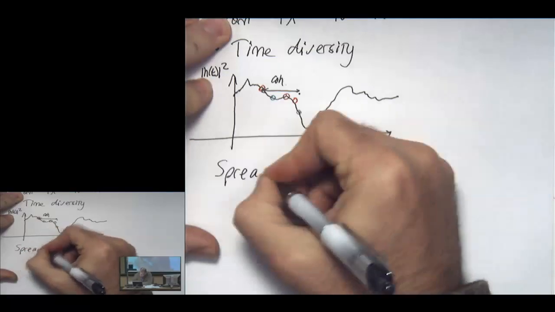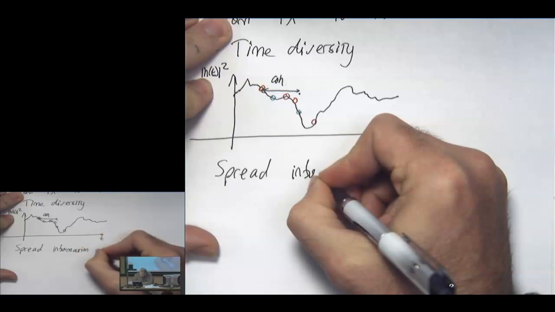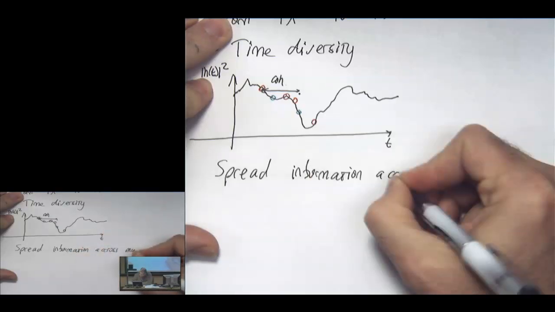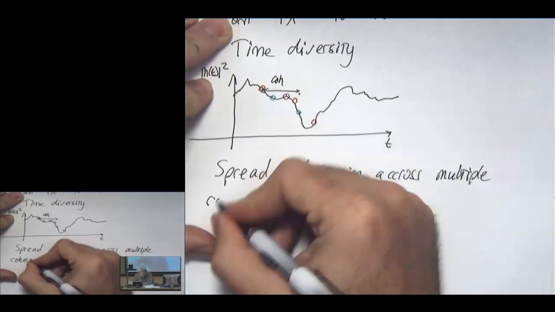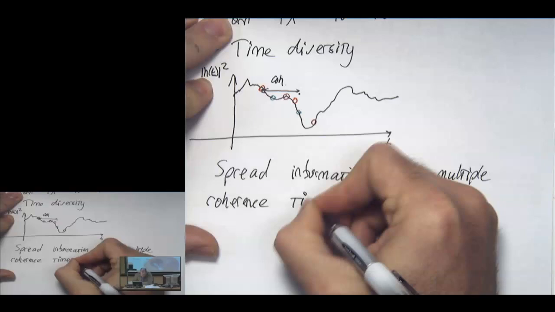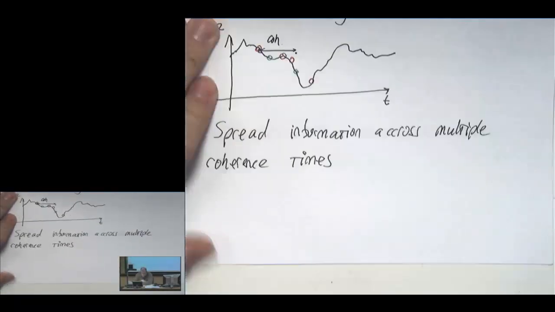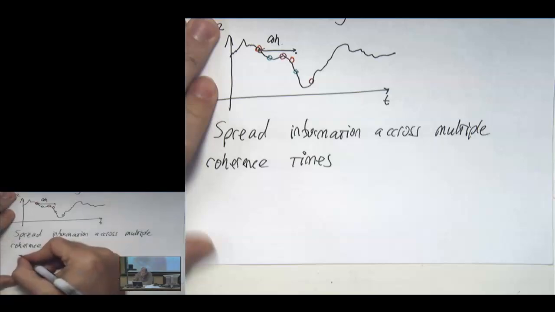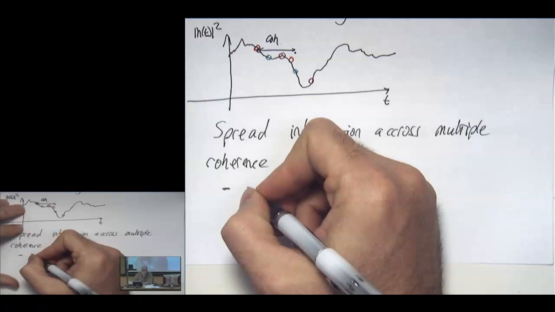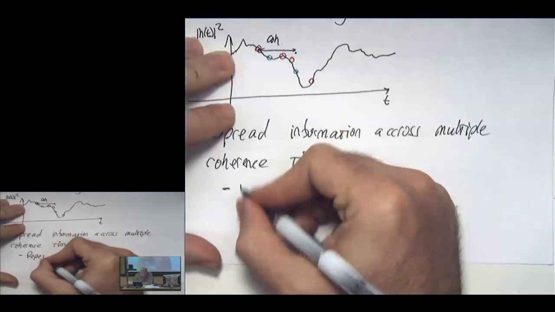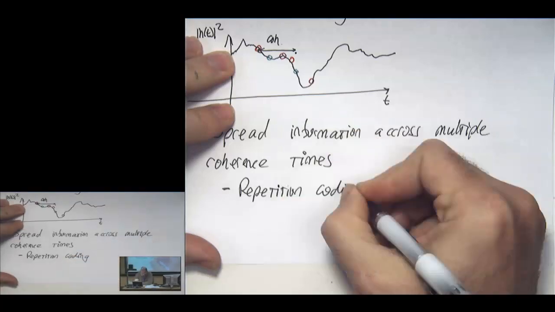So maybe just write it down: spread information or symbols across multiple coherence times. So there's actually several different ways to do this. A simple approach would be what's called repetition coding, where we literally just send it again. So send the information twice.